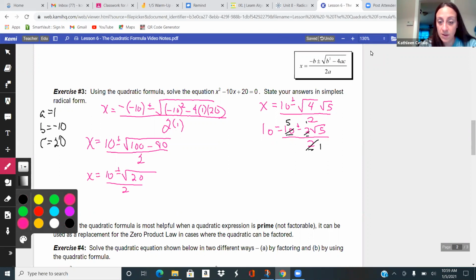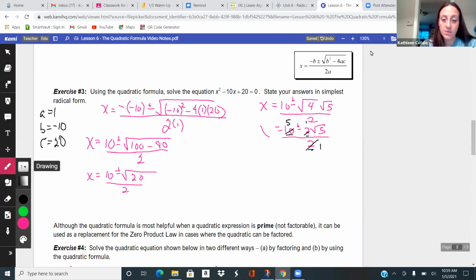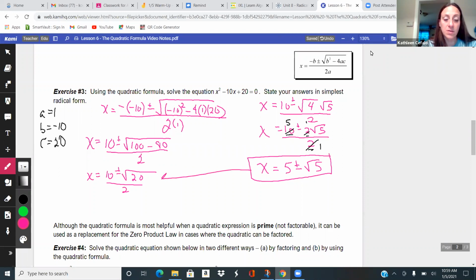Okay, so our final answer here, ooh, I wrote that as a 10, didn't I? That shouldn't be 10, that should be an X. Let's try that again. Okay, so final answer that we have here is X is equal to 5 plus and minus radical 5. Simplest form, that is reduced, that is equivalent to this. You could also check that on your calculator and make sure, all right? So if you plug in the thing on the left and the thing on the right, should get you the same answer. And that's just a good check.